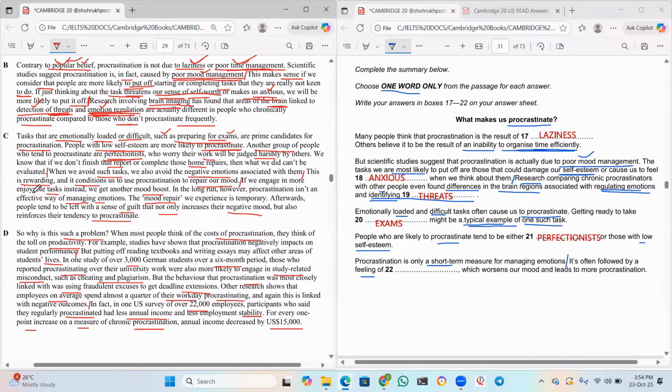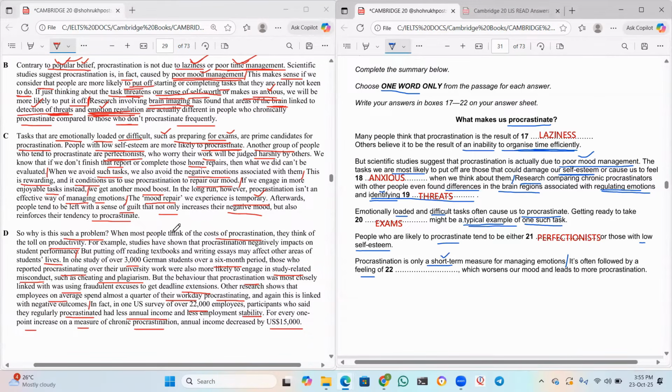If we engage in more enjoyable tasks instead, we get another mood boost. In the long run, however, procrastination isn't an effective way of managing emotions. The mood repair we experience is temporary. See, temporary means short-term measure. These two are keywords.